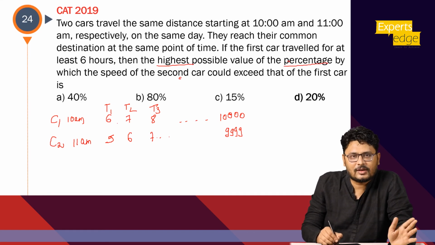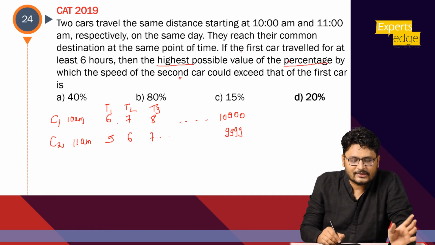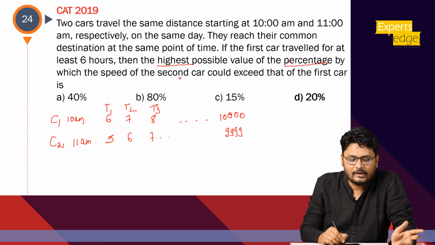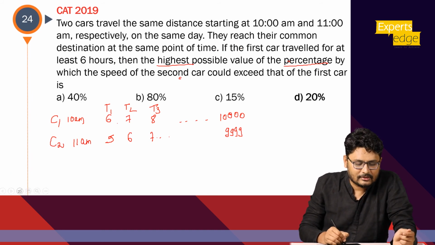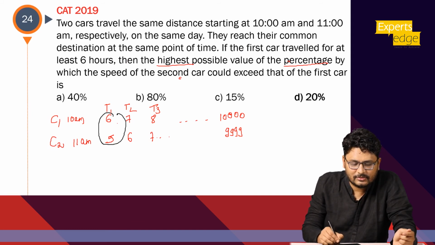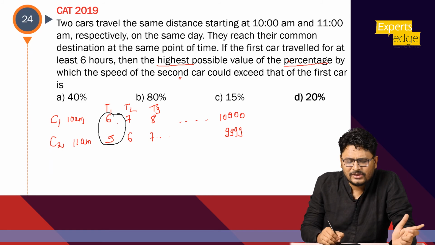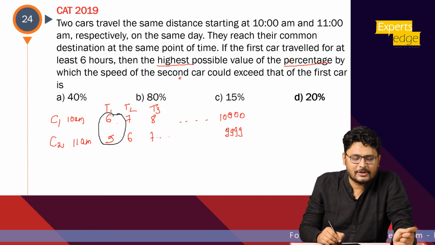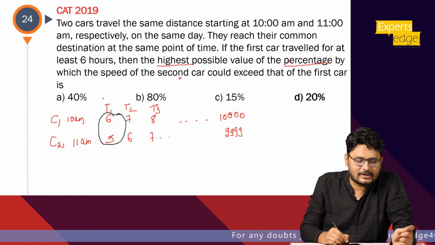What is it saying? Highest possible value of percentage, because it's a percentage. What is a percentage? Something by something. So if I want the fraction to be highest, my denominator should be lowest, as low as possible, right? So which case should I take? I should take the first case, that is 6 and 5, then only it is possible, because 10,000 and 9,999 are practically the same, a very negligible difference, right? Percentage will go very low, but I want maximum percentage, right? So this case I'll consider.